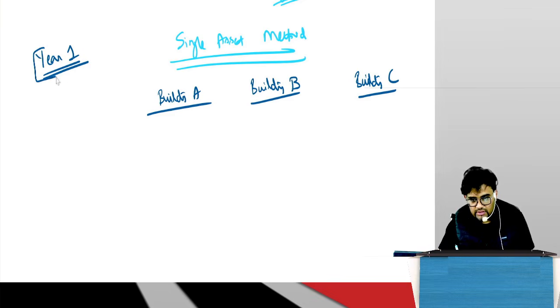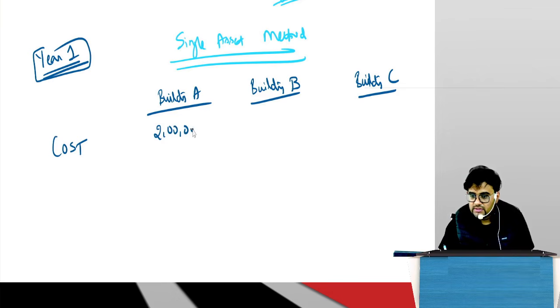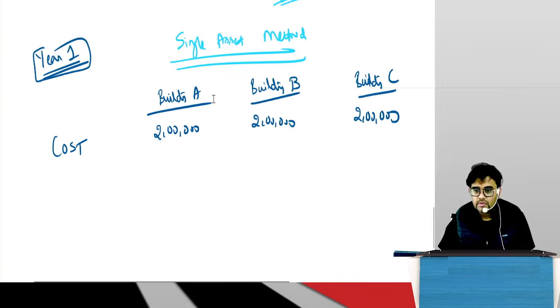Year number 1, let's say I bought an asset, guys. Cost of the asset bought. 3 different buildings I bought. 2 lakh, 2 lakh and 2 lakh. All 2 lakh rupees. What asset did I buy suddenly this year? 3 buildings I bought. Fair enough.